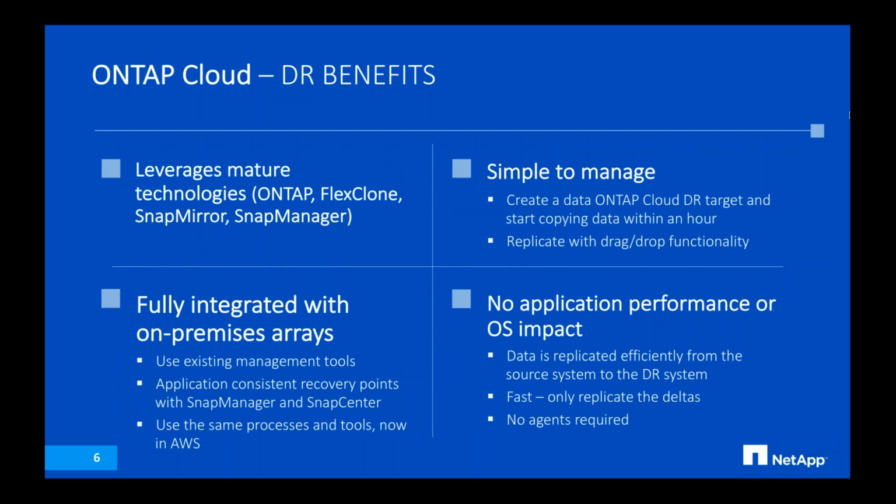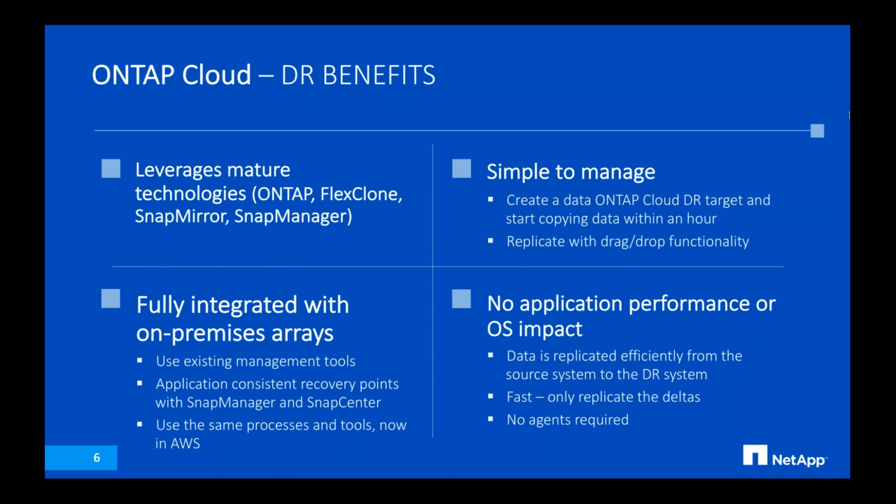Some of the benefits of using OnTap Cloud, again, we've been in the storage and data management business for over 2 decades. We have our mature storage operating system of OnTap. You have capabilities of effectively and efficiently doing test and development with FlexClone. You can do easy replication with our SnapMirror and SnapVault replication technologies. And you also can do integration with your on-premises systems. The tools, the processes, the procedures, the scripts that you use on-premises will just work the same way in the cloud on OnTap Cloud. And if you're leveraging our application integration pieces with Snap Managers or Snap Centers, those will work just the same as well.